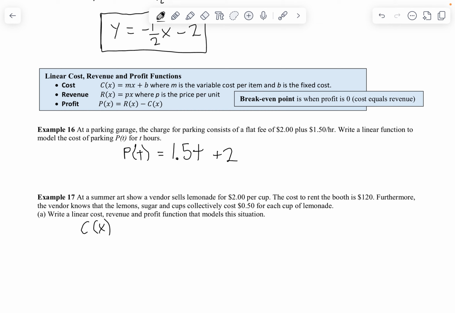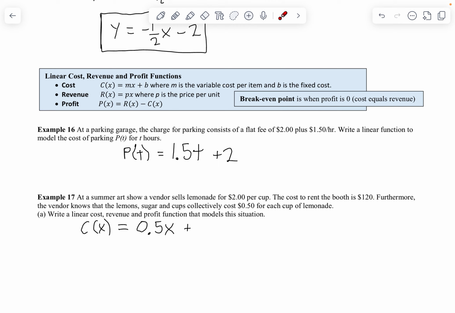C of x. Okay. So we have to have the variable cost plus the fixed cost. In this case, the variable cost would be the 50 cents per cup, 50 cents for each cup, right? Where x represents the number of cups. So that would be 0.5 times x. And then we add to that the fixed cost. The fixed cost is the cost to rent the booth, which is $120.